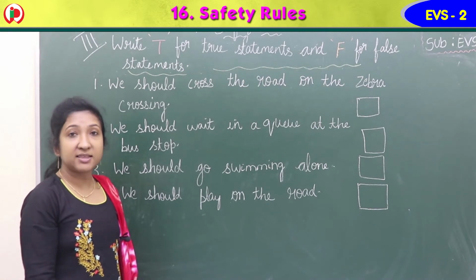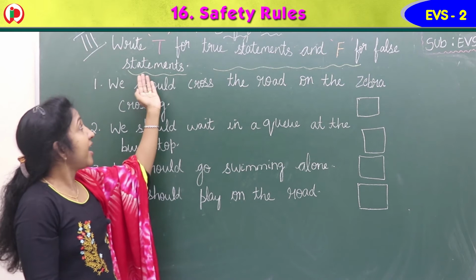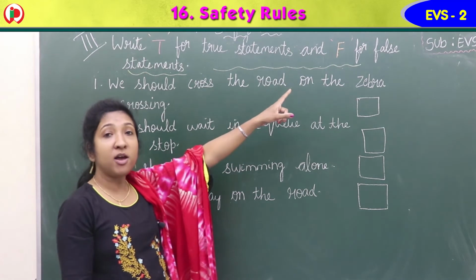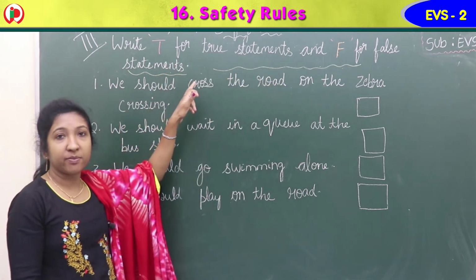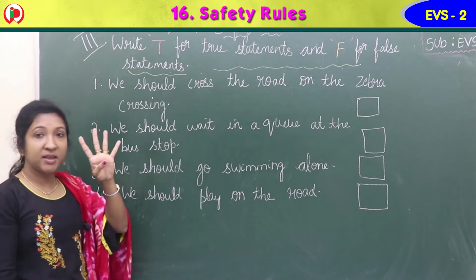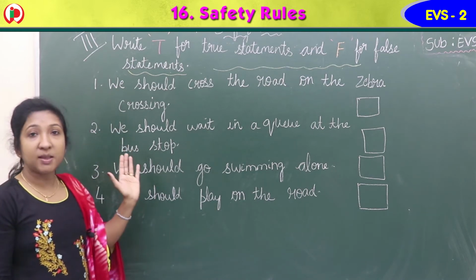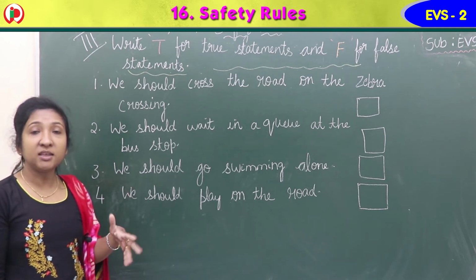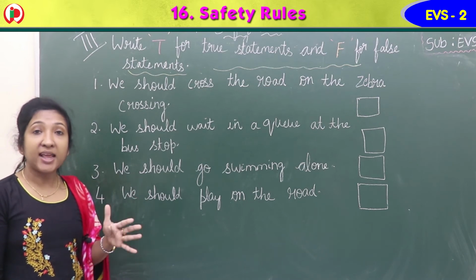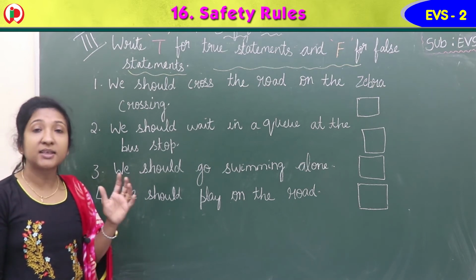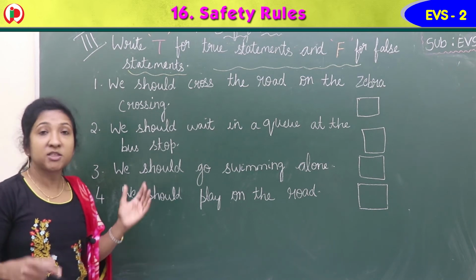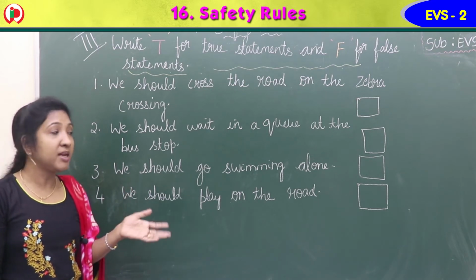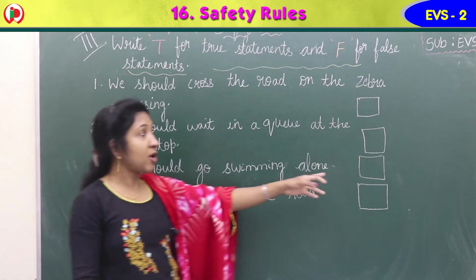Children, our next exercise 3. Write T for true statements and F for false statements. So here 4 statements are given. 1, 2, 3, 4. Some statements are given. Read those statements and check whether the given statement is correct or not. If the statement is correct, then write T because it is true. So you can write T. If the statement is wrong, means it is a false statement, then write F in the square box.